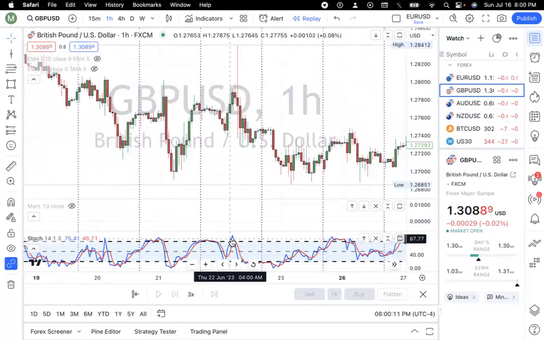But I tell you guys this all the time. Don't trade what you want, trade what you see. If it hasn't crossed back down into the safe zone, it's a high potential that it's going to keep buying.